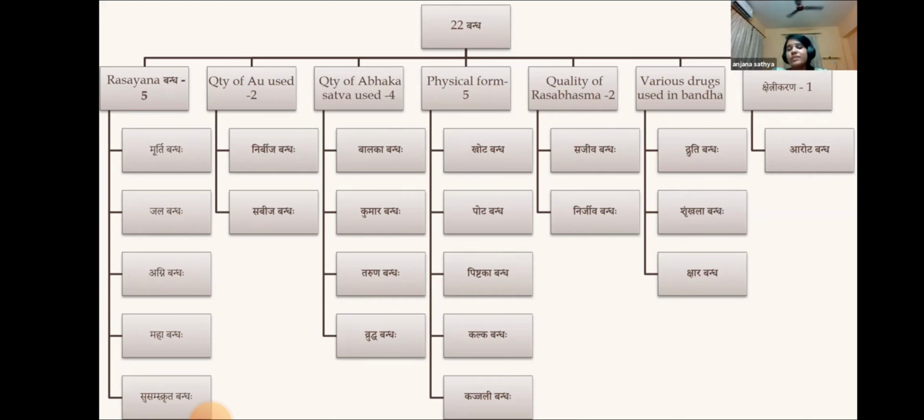Based on the quality of rasa bhasma, it is divided into two: Sajiva Bandha and Nirjiva Bandha. And based on the various drugs added to the bandha, there are Drudi Bandha, Shringala Bandha, and Shara Bandha. And the next one is only one bandha which is used for kshetrikarana purpose. That is Aroda Bandha.